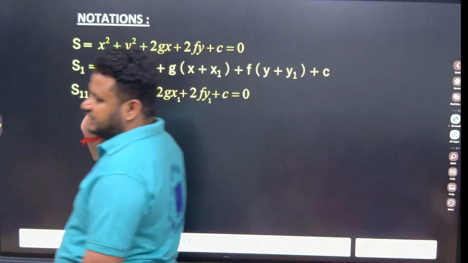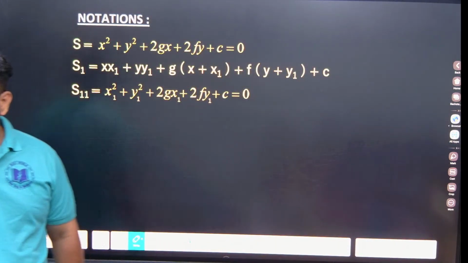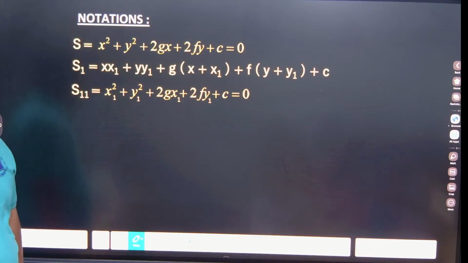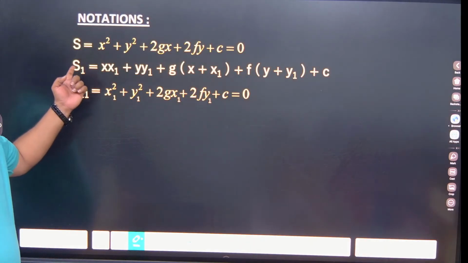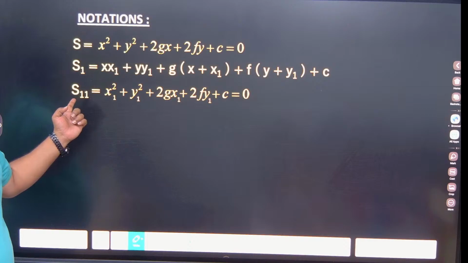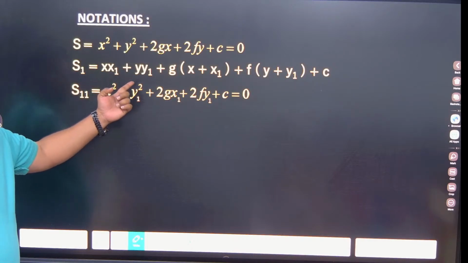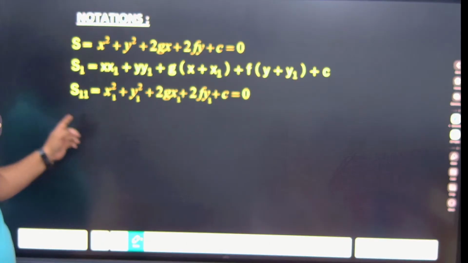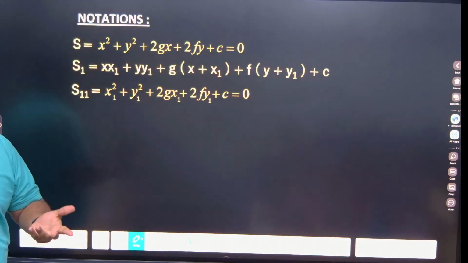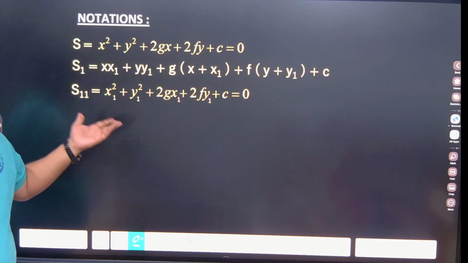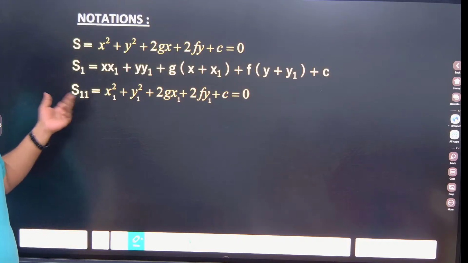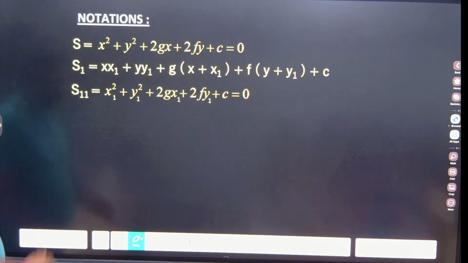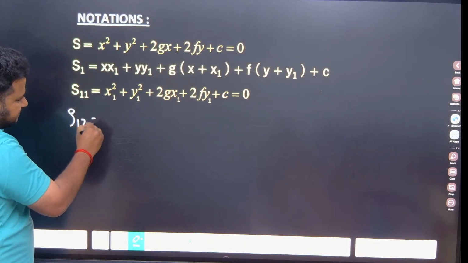S is the equation of the circle. Why are you laughing? You have to focus. S1 is x x1 plus y y1 plus g into x plus x1 plus f into y plus y1 plus c. Correct? And what about S11? Suppose a point P x1 comma y1 is given. We just substitute the values of x1, y1. That is S11.